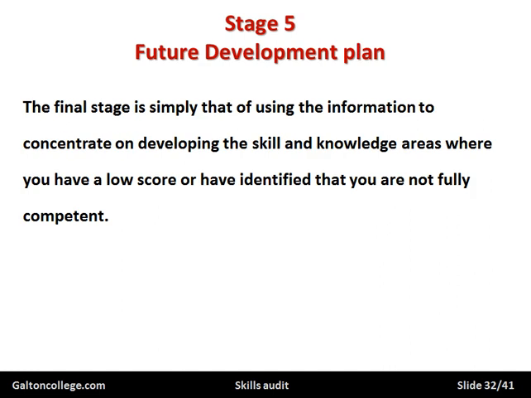The final stage, stage 5, is the future development plan. It's simply that of using the information to concentrate on developing the skill and knowledge areas where you have low scores or have identified that you are not fully competent. So it's a question of taking remedial action in the case of low scores, where there's a very low competency level with a particular skill. The individual may want to strengthen that by taking on extra training or seeking extra help.